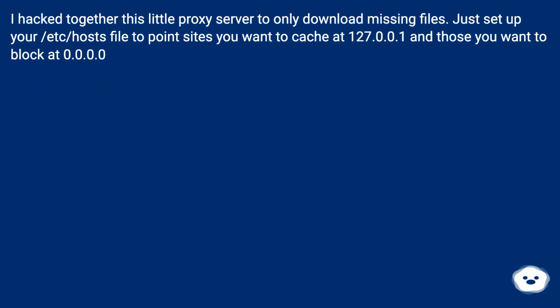I hacked together this little proxy server to only download missing files. Just set up your /etc/hosts file to point sites you want to cache at 127.0.0.1 and those you want to block at 0.0.0.0.